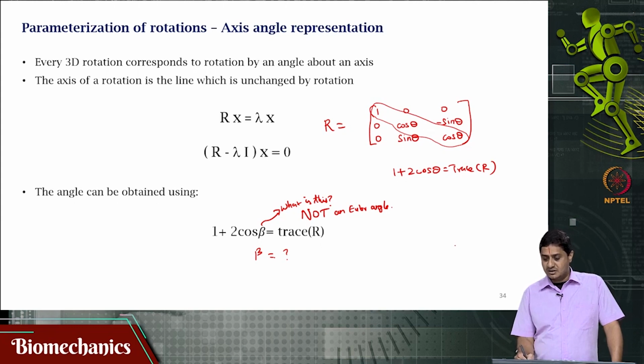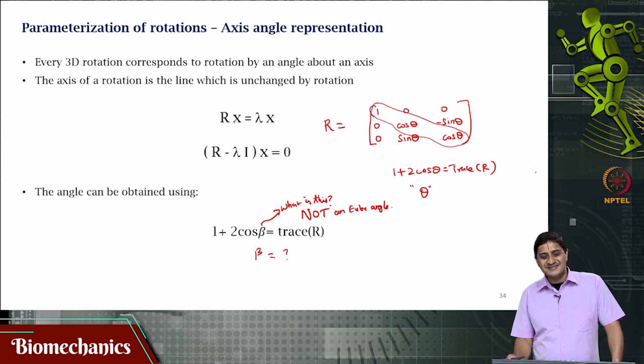Now, it is very clear that the rotation angle is theta. How do you know this? Just compute this and you will know that this rotation angle is theta, because you just have to look at the rotation matrix and it is immediately obvious that this is a rotation happening about the x axis and the angle of rotation is theta, right.